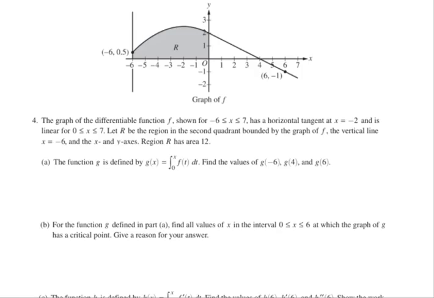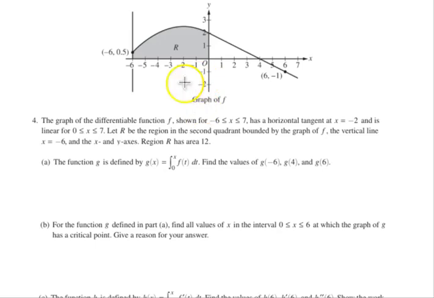Number 4: the graph of the differentiable function f, shown for -6 to 7, has a horizontal tangent at x equals -2, right there, and is linear from 0 to 7, so this is a straight line decreasing. Let R be the region in the second quadrant bounded by the graph of f, the vertical line x equals -6, and the x and y axes, so this gray section. Region R has an area of 12.